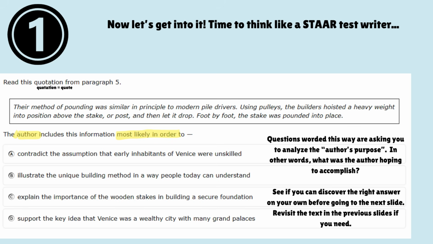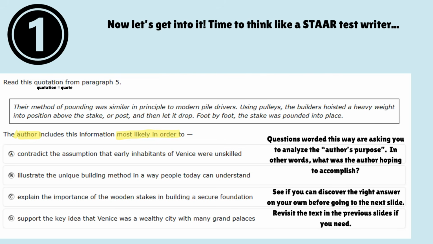Their method of pounding was similar in principle to modern pile drivers. Using pulleys, the builders hoisted a heavy weight into position above the stake or post and then let it drop. Foot by foot, the stake was pounded into place. Okay, so here's our quote. Now, what's the question? What are they asking us about this quote? The author includes this information most likely in order to.